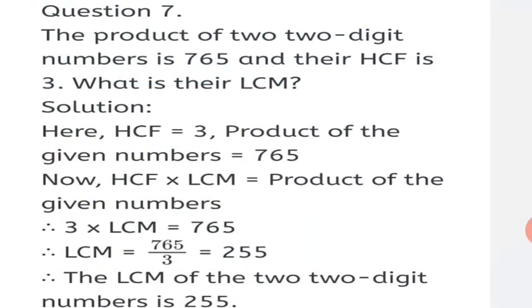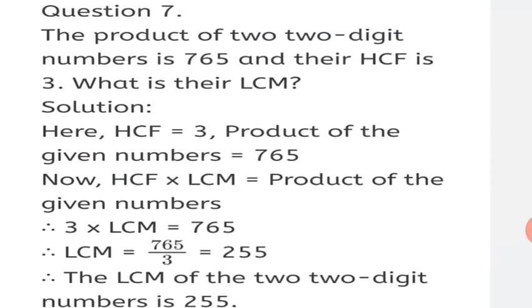Question 7. The product of two two-digit numbers is 765 and the HCF is 3. What is the LCM? Now here we have the product, not the separate first number and second number. The product is only given. So the left hand side answer we already have, and on the right hand side we want to multiply HCF into LCM. HCF is given as 3, so LCM can be found out. So let's see the solution.